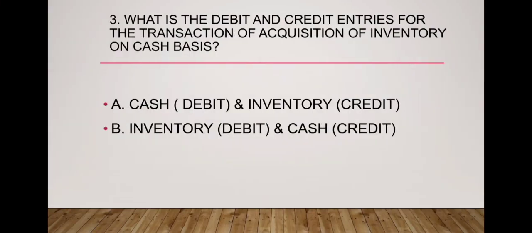Question number 3. What is the debit and credit entries for the transaction of acquisition of inventory on cash basis? A. Debit cash and credit inventory. B. Debit inventory and credit cash.